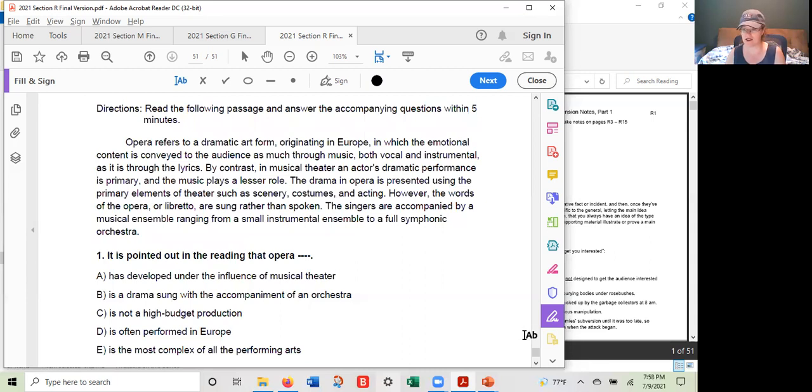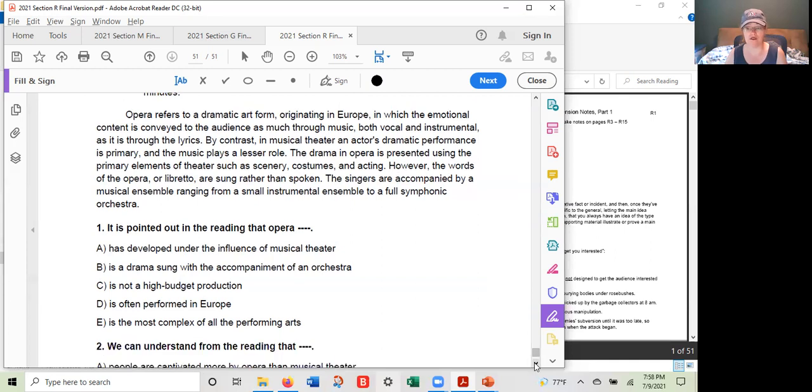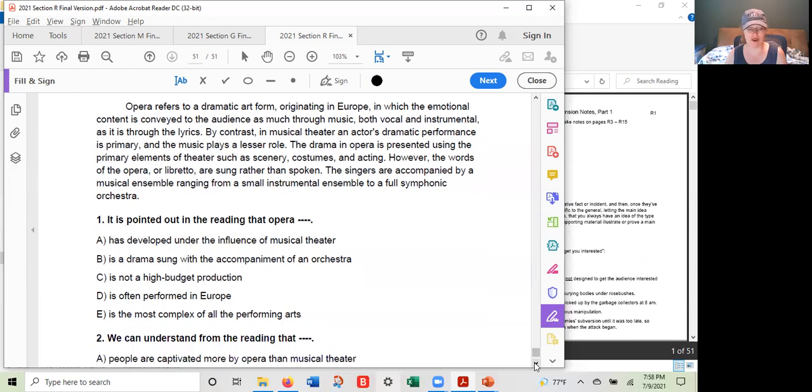That's not saying necessarily which is more important, but by contrast, if the actor's dramatic performance is primary, that means in musical theater, acting is most important, music is less important. That's for musical theater and it's by contrast. So with that idea, if it's by contrast, I'm thinking the music is more important than the acting for opera, the opposite of musical theater. Music is more important than acting for opera.